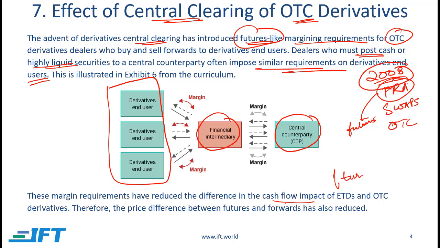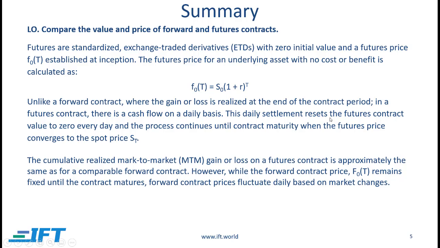and they have a cash flow impact on a daily basis, whereas your over the counter derivatives are your forwards, and even though those don't usually have a daily cash flow or settlement, because of this new central clearing requirement they are becoming closer to the futures, and the cash margin requirements are making the differences between the two less and less. So let's look at the summary.